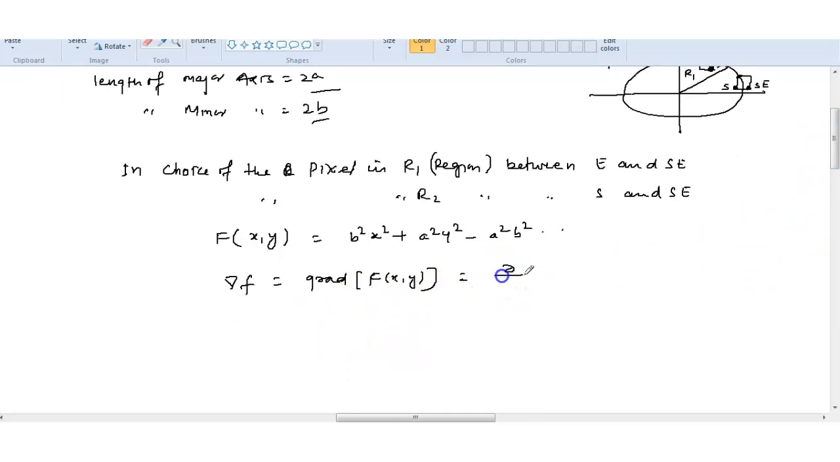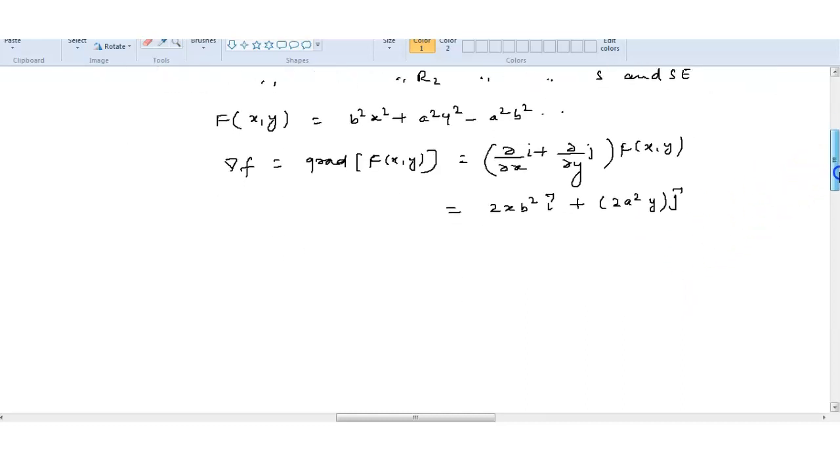So what is the gradient here? Partial differentiation with respect to x and partial differentiation with respect to y. X will indicate the i and j axis, and this function f of x, y. So if we differentiate this partially with respect to x, we'll get 2x b square, this is 0 and this is also 0 in the x-axis, plus 2a square y in the y-axis.